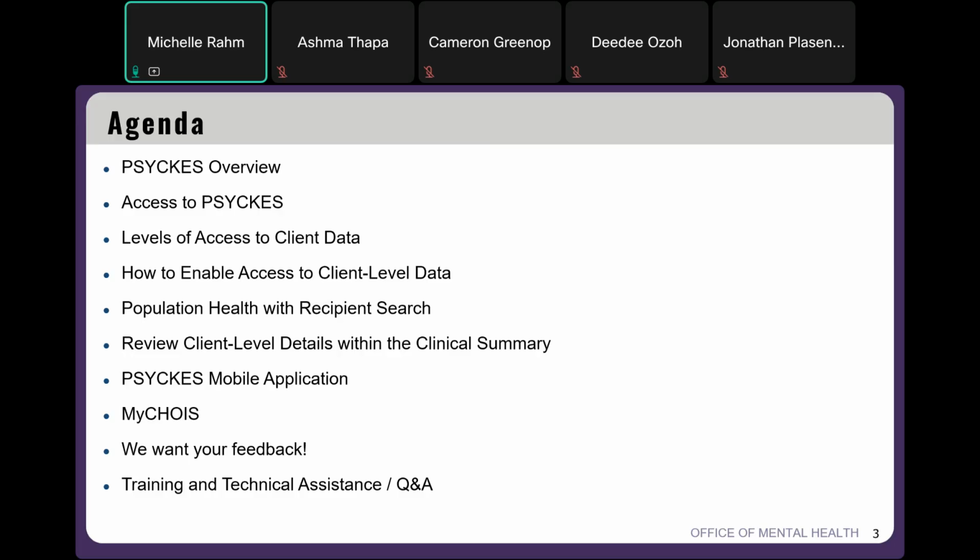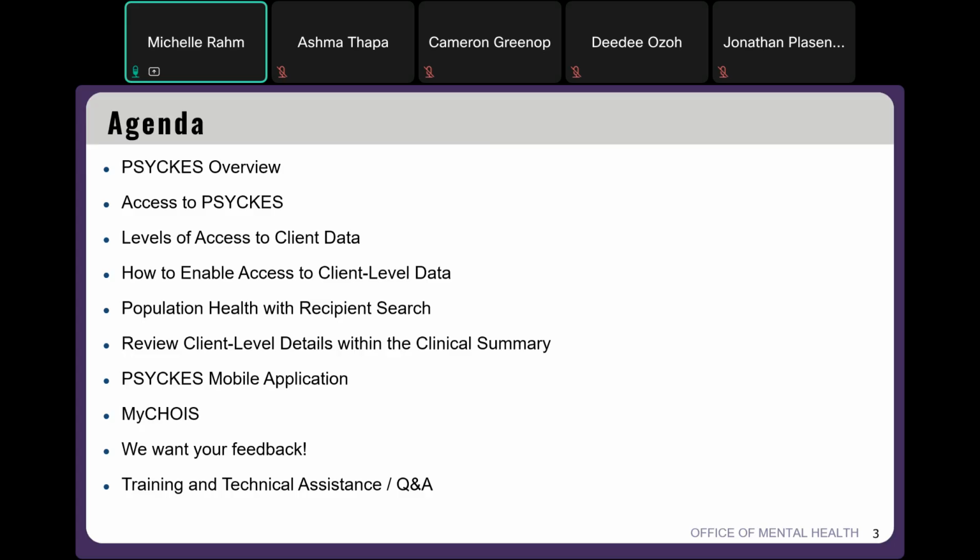Then we also have a PSYCKES mobile application. I feel like a lot of people don't know about this, but you can take PSYCKES on the go with your iOS or Android device and look up clients and view their clinical summary data if you have consent or the appropriate level of access in the field. You can also create safety plans or screenings and assessments for that person as well, right in our mobile application.